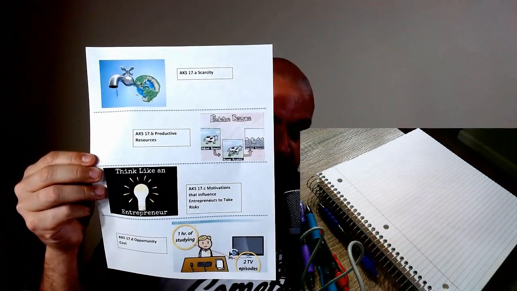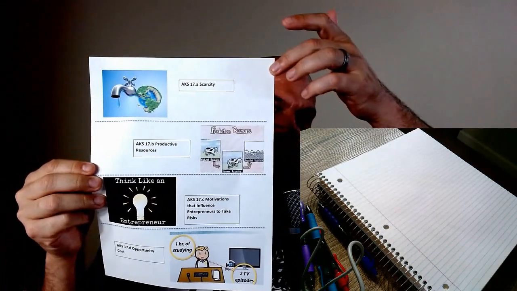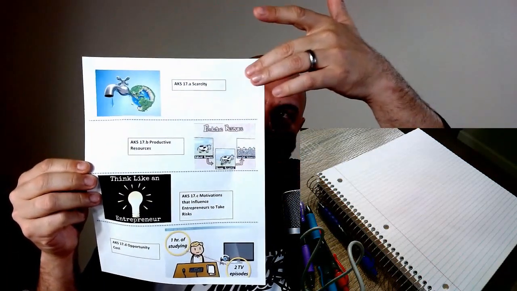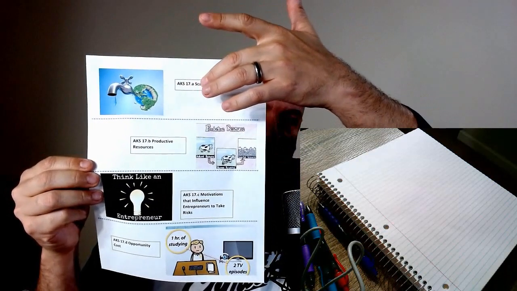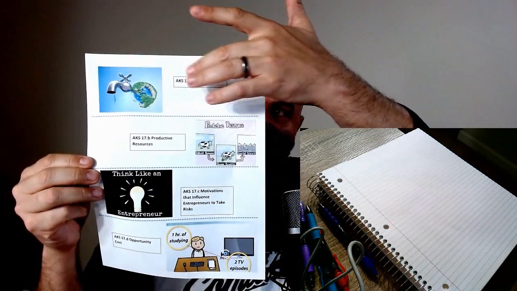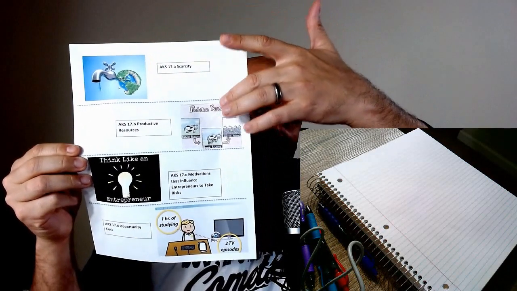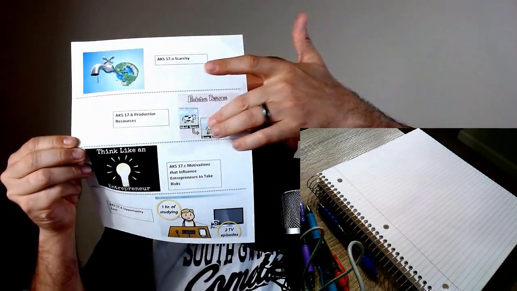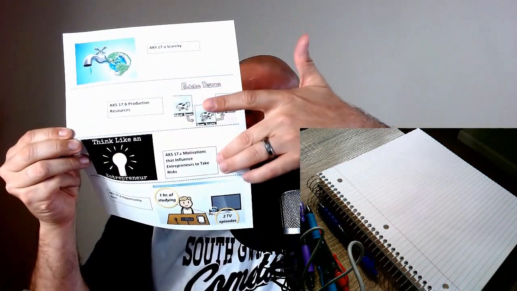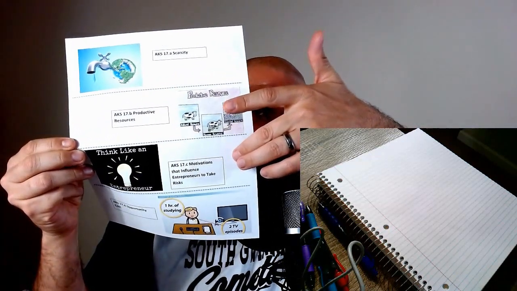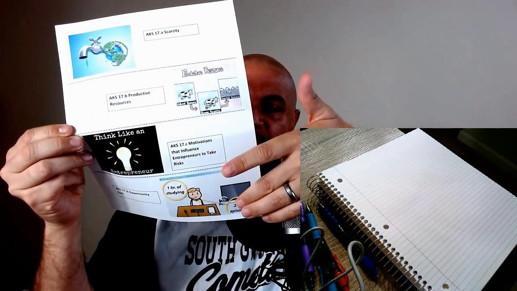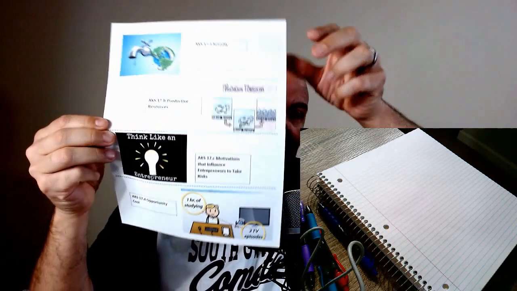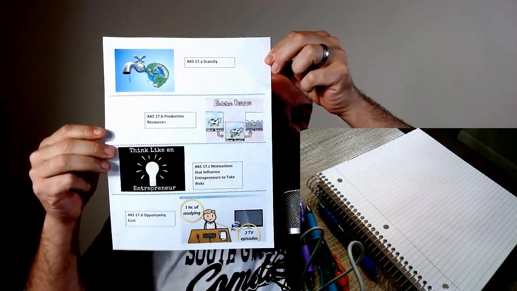So your images look like this. What I'm going to do is I'm going to cut out the pictures. Now notice I got them set up to where AKS 17A, that's the very first thing we talk about, scarcity. This picture goes with scarcity. 17B, productive resources. This picture goes with productive resources. 17C, this goes with entrepreneurs and reasons that they are motivated to take risks. And the last picture on here is 17D, which goes with opportunity cost. So they're already in order. You just have to keep them in order.